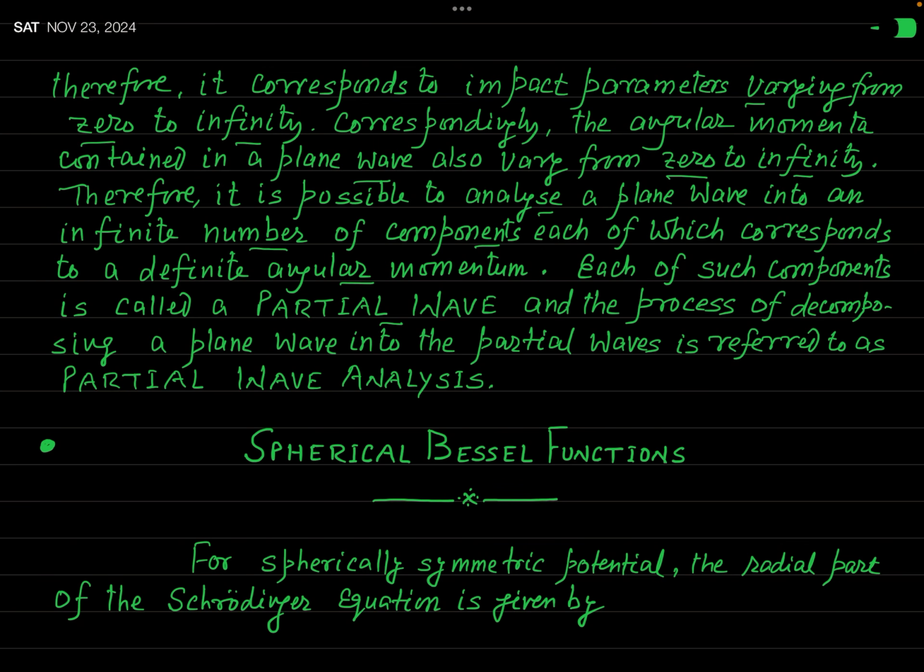Okay, and the process by which you decompose a plane wave into its components, that is partial waves, is actually called the partial wave analysis or partial wave method. Okay, so these were some preliminary important facts regarding this method of partial waves, and I hope you have definitely understood this basic concept of this method.